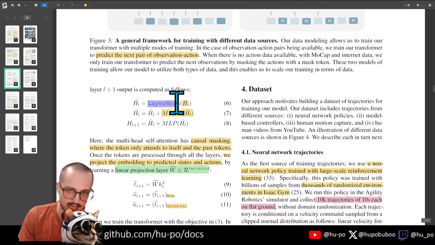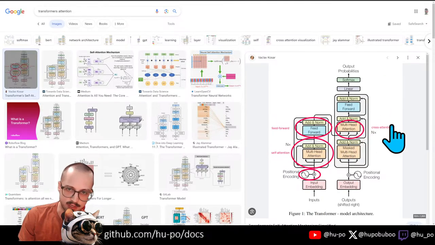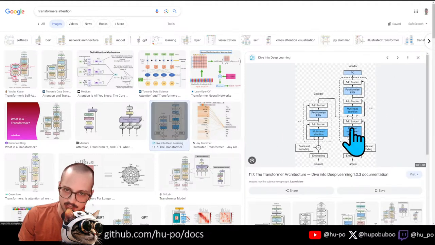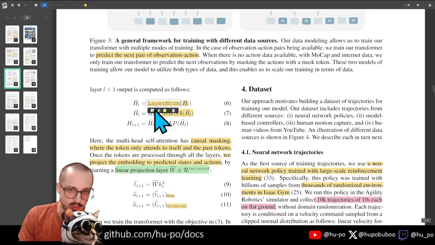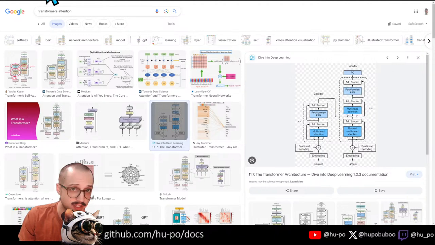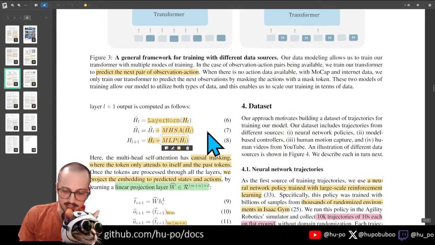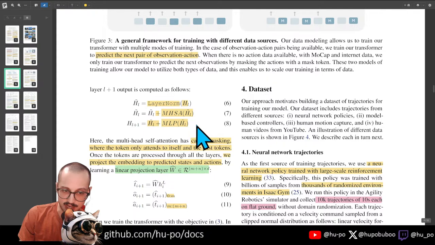So here the normalization happens before the multi-head self-attention, though in this figure it's after. But your residual connection, that little arrow that wraps around, is this plus here, right? Those are your residual connections, and then the last part is your MLP, or your feed forward, right here. If you're interested in a mixture of experts, you would have an extra router here, and the router would pick different MLPs depending on the tokens coming in.